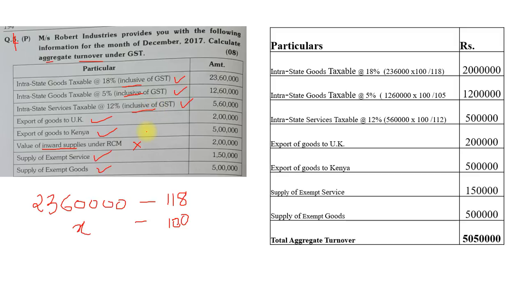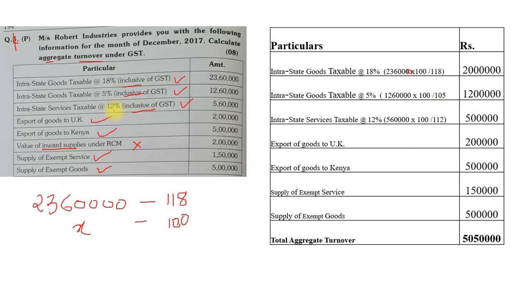Okay, so let us see how to get it. For intrastate goods taxable at 18%, 23,60,000 into 100 divided by 118, you would get the value as 20 lakhs. Same way for the next one, 5% inclusive. So 12,60,000 into 100 divided by 105, because 105 means 5 is extra. So we cross multiply and get 12 lakhs.